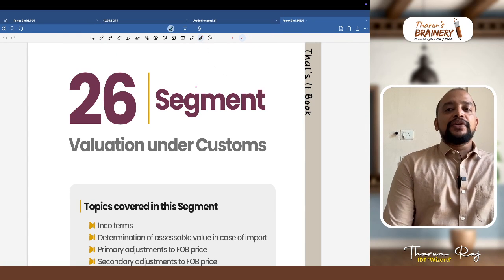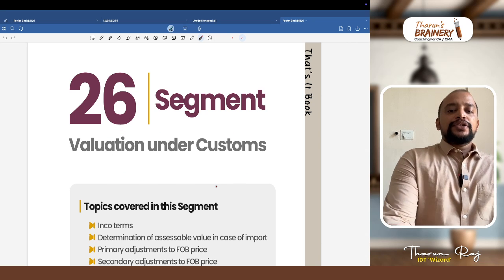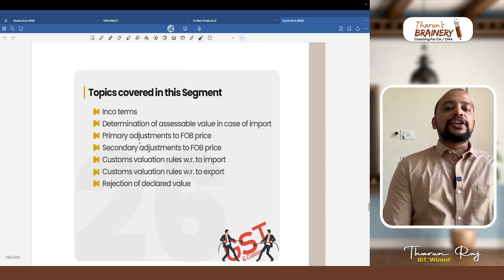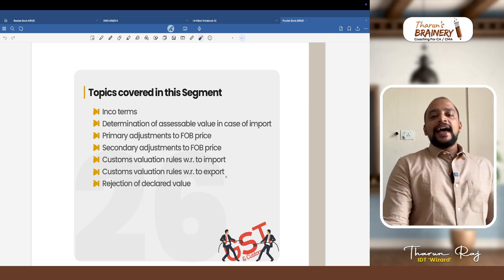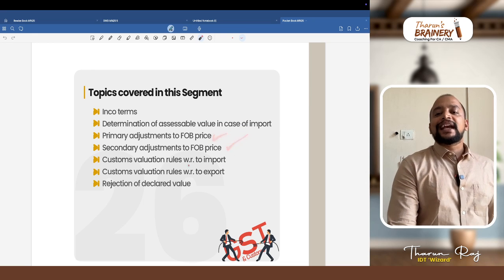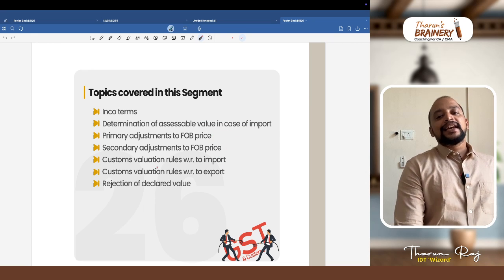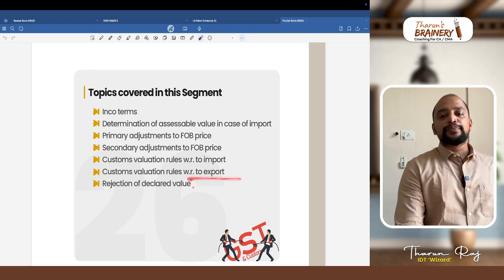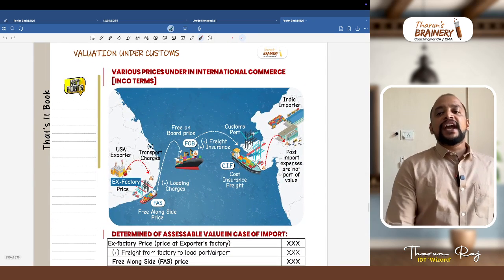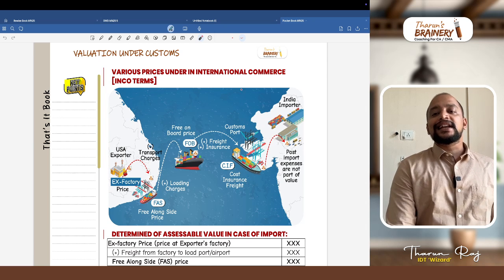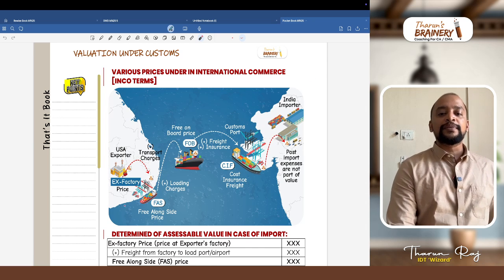Segment 26, valuation under customs. So we are going to cover in this segment Incoterms, determination of assessable value in case of import, primary adjustments to FOB, secondary adjustments to FOB, then customs valuation rules in case of import and export, and rejection of declared value. So first we have various prices in international commerce, that is called as Incoterms.